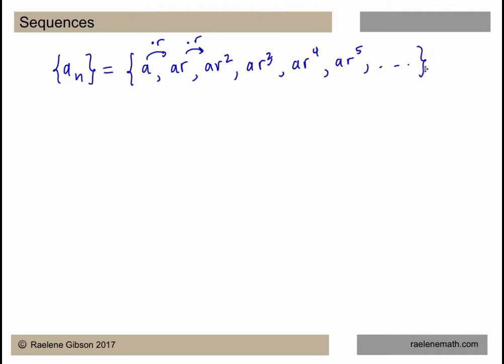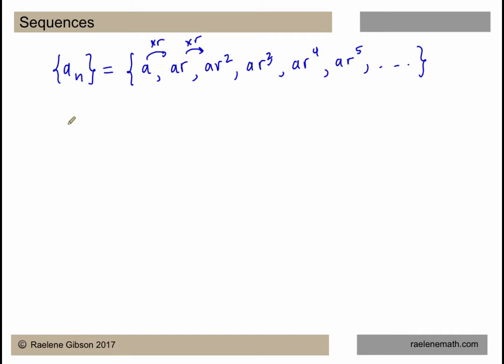Now, depending on whether r is more than 1 or less than 1 in magnitude, we get growth or we get decay. And of course, if r is equal to 1, we would get a constant function. Meanwhile, if r is equal to -1, we would get an alternating function, or sequence of terms.